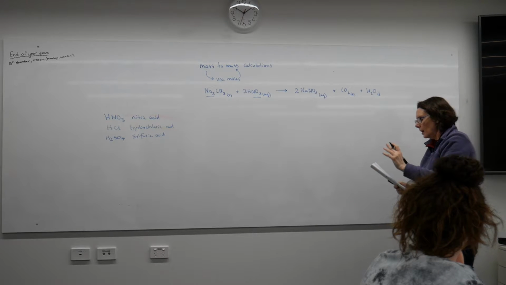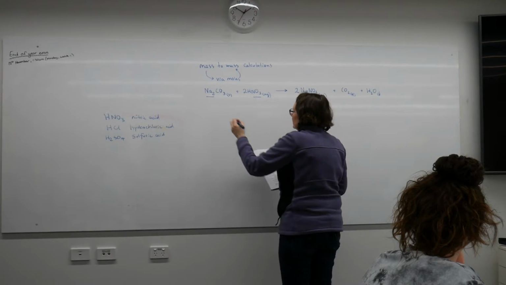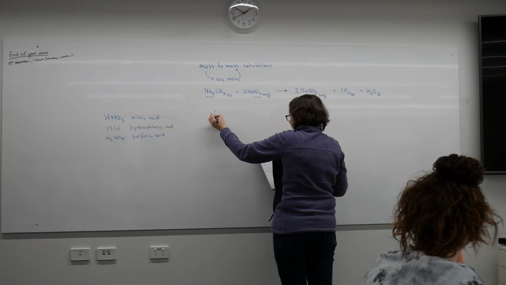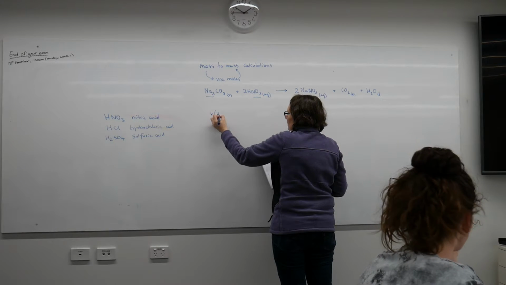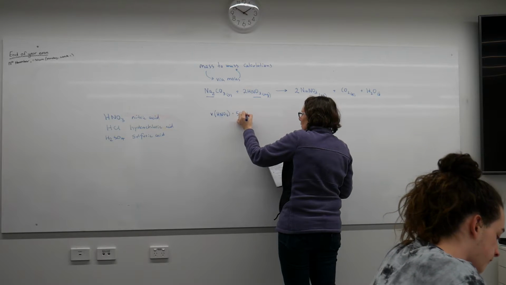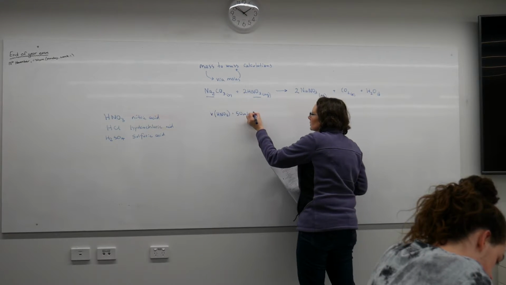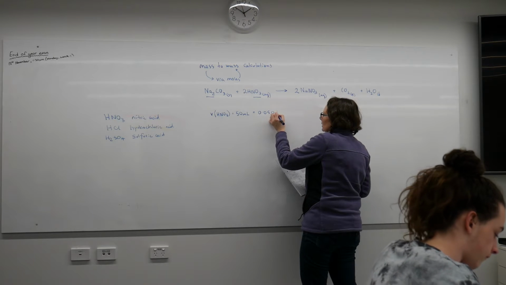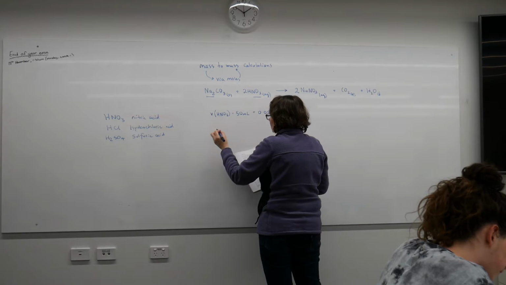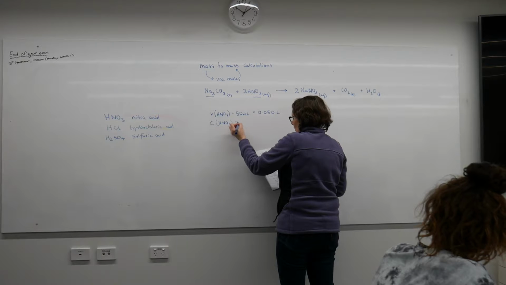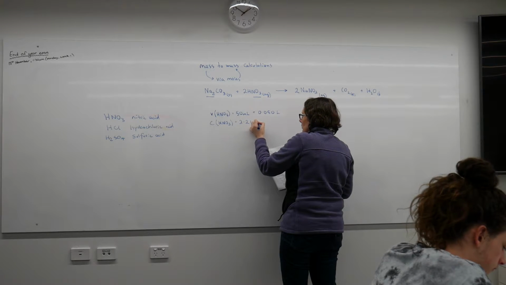So we were told that the volume of our nitric acid was 50 mL, which we must convert to litres: 0.050 litres. And we were also told the concentration of the nitric acid was 2.21 moles per litre.